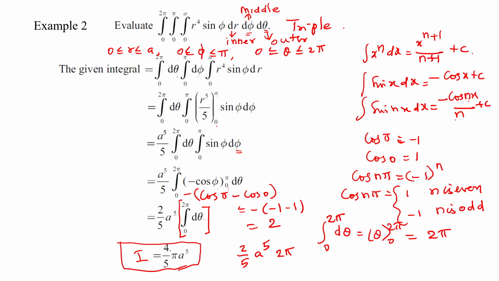Okay. Next problem is the third example. Evaluate the integral 0 to 1, 0 to square root of 1 plus y square, dx dy divided by 1 plus x square plus y square. Here one interesting thing is there, how to draw the rough diagram for this.